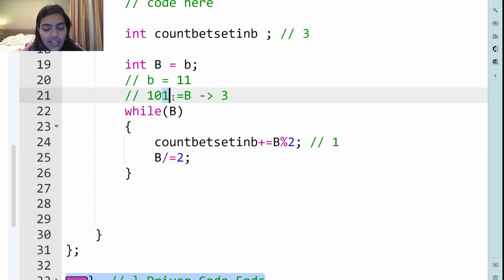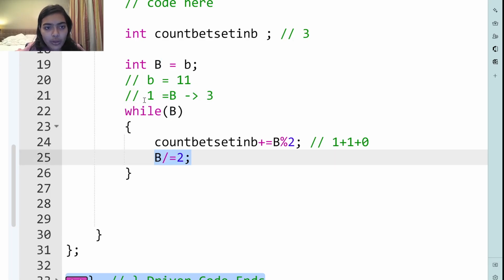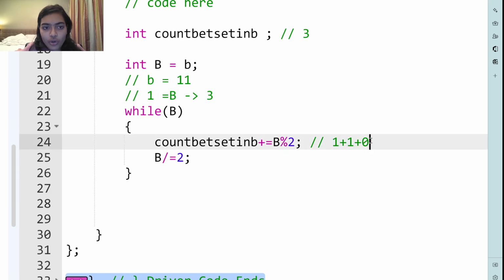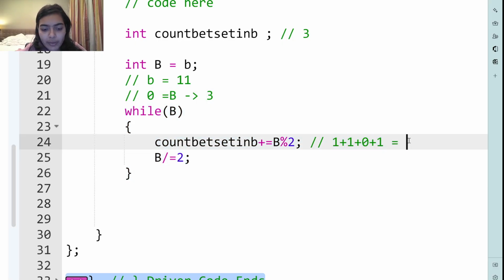Now I again see the last digit is 1. So again I add 1 to my answer, and then I divide by 2, so the last digit goes off. Now I see 0. The remainder for the last digit is 0, so I don't add it. This bit is not set. Now I again divide by 2. I have this number 1 remaining, so I see that this is 1. I again add 1 according to this line, and then I divide by 2. This time the number becomes 0, and then we can exit from the loop. So the output finally will be 3. The number of bits which are set in b is equal to 3.